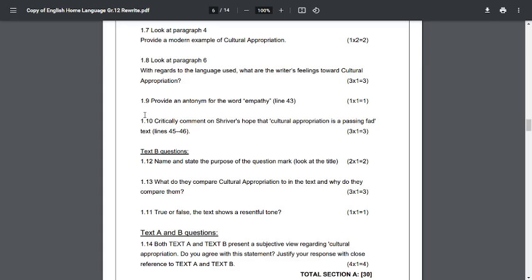Critically comment means essentially just comment on this use. Is it good or is it bad, or you think it was a good thing to include in the letter, and critically in detail.